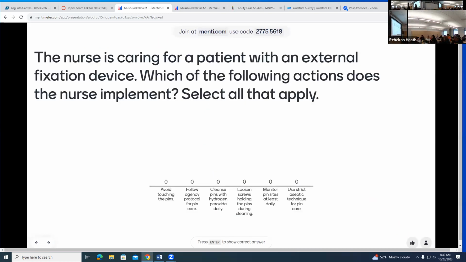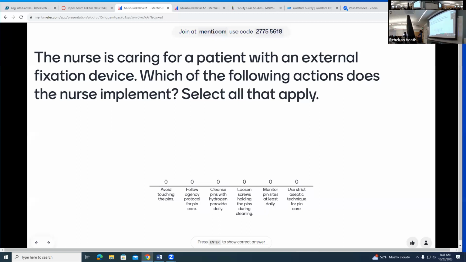Okay, the nurse is caring for a patient with an external fixation, just like that picture we just saw. Which of the following actions does the nurse implement? Before you answer, let's just do some test taking practice. What is this question asking us? Do we want to choose the things that are correct, nursing appropriate, or nursing inappropriate? Appropriate. The correct things, right?